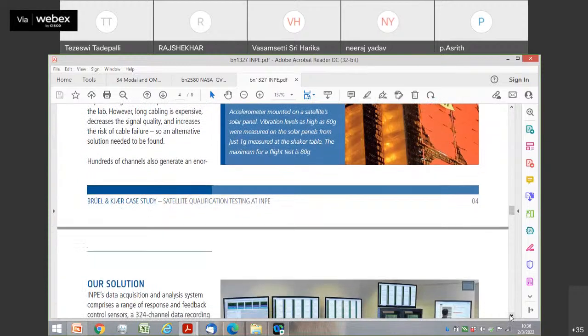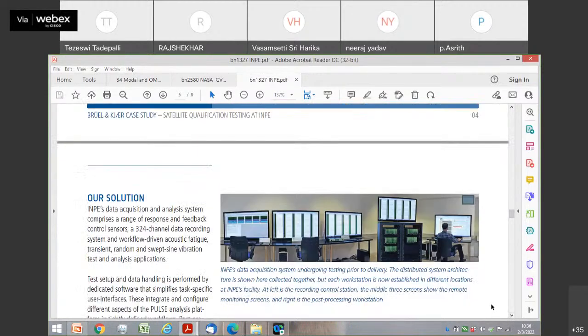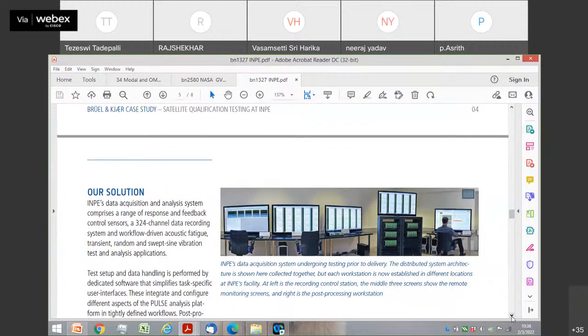You can see the amount of control rooms here. The remote monitoring, post-processing, real-time data, 324 channels of data looking at transient, phantom, swept line, all the analysis going on in real time and post-processing. Immediately when the satellite launch occurs, people look at the data in real time. As soon as the launch is over, the processing takes over and gives a report immediately, so that in case of any failures, you know what could be the problems.